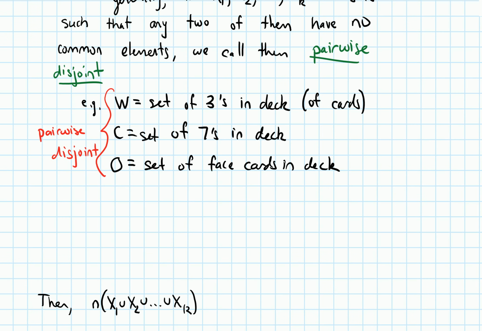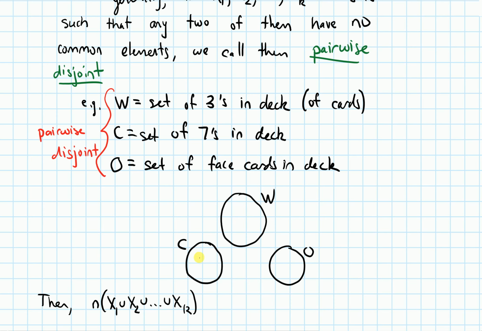In fact, if I draw a picture here, if I were to draw circles for W and C, they have no overlap. There's no common elements. There's no cards that are both 3s and 7s. And then if I draw the circle for O, that has no overlap with W, and it has no overlap with C. So there is no overlap, which means these are pairwise disjoint.